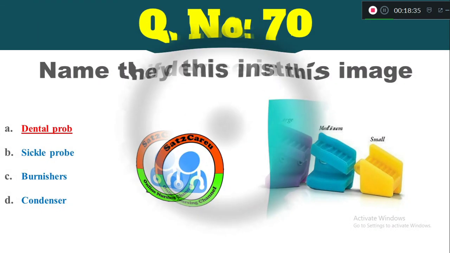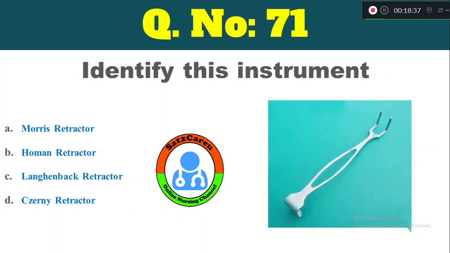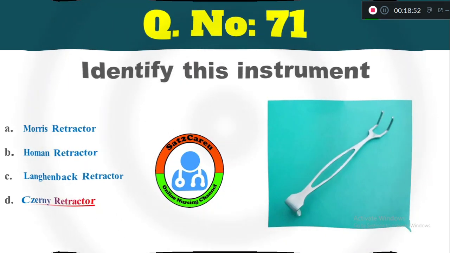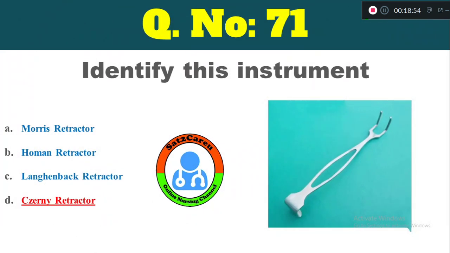Question number 71. Identify the instrument. Option A, Morris retractor. B, Coleman retractor. C, Langenbach retractor. Option D, Krenzi retractor. The right answer is option D. It is Krenzi retractor.